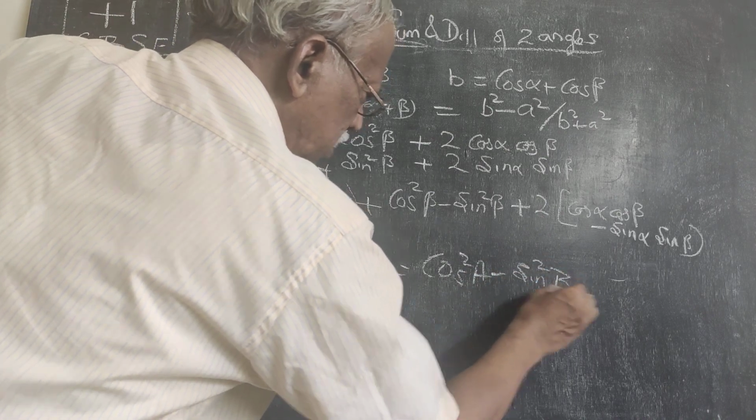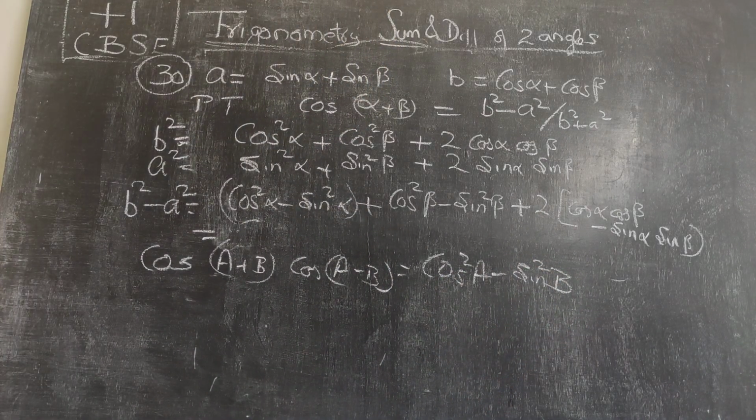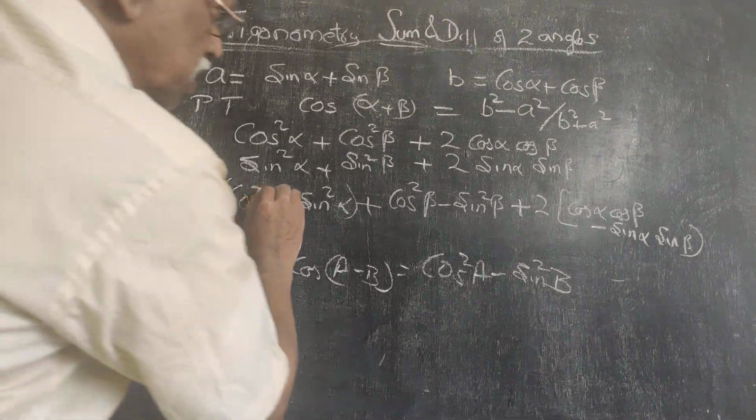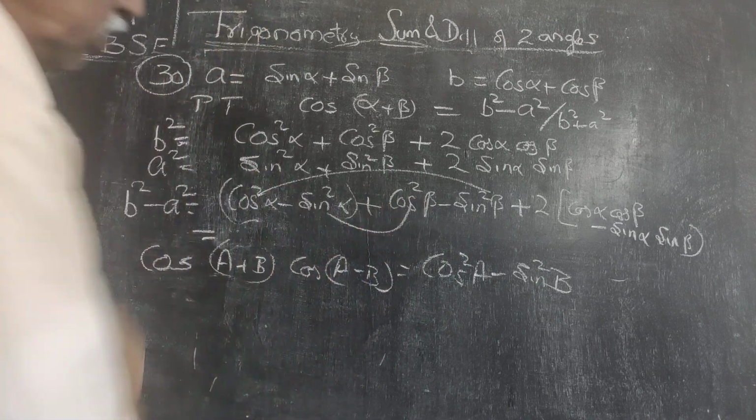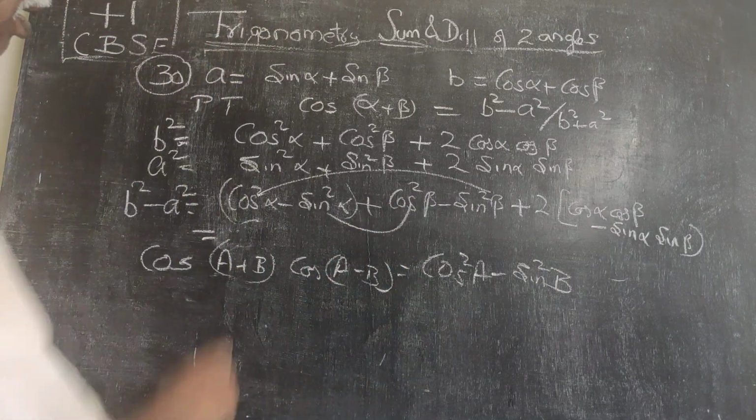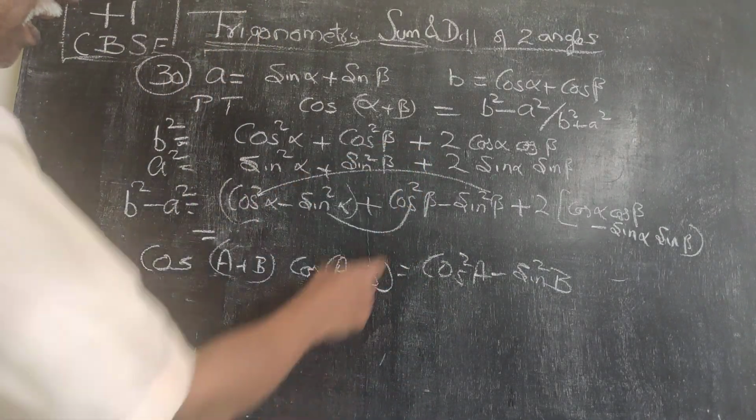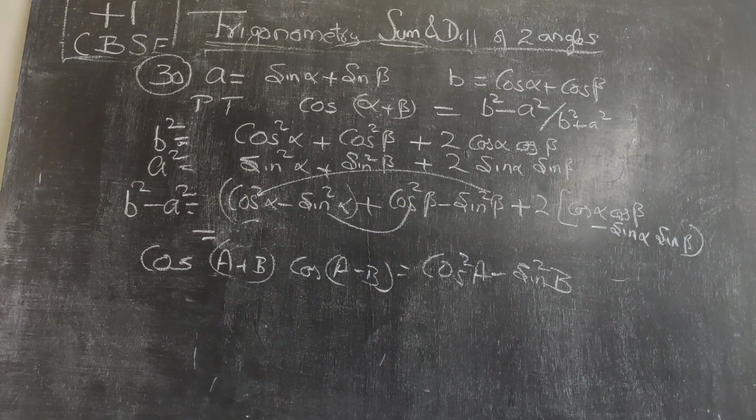This is another formula for the product of two things. Cos(a+b) into cos(a-b) is cos square a minus sin square b. So let me apply that formula. Here let us group this and this, and this and this, so that it fits into the formula. Cos square alpha minus sin square beta, and this is cos square beta minus sin square alpha.